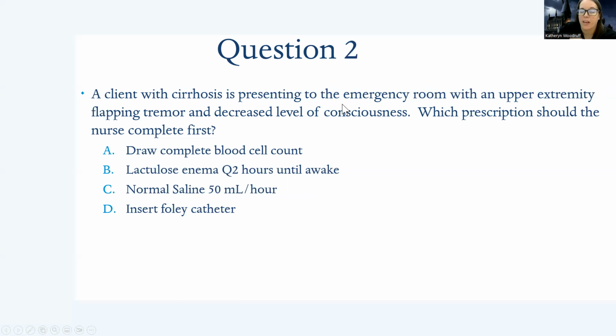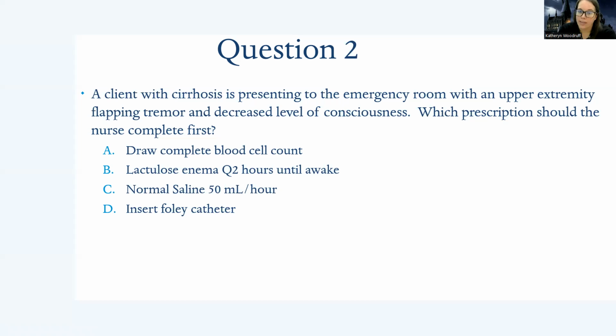If I'm thinking of cirrhosis, I'm thinking, is it a bleeding problem, a fluid problem, or an ammonia problem? The upper extremity flapping tremor, that's that cirrhosis thing that I can't pronounce. And decreased level of consciousness, those seem like an ammonia issue. So really what this question's asking me is, what is the priority order to complete, or what's going to help ammonia problems for a patient with cirrhosis?